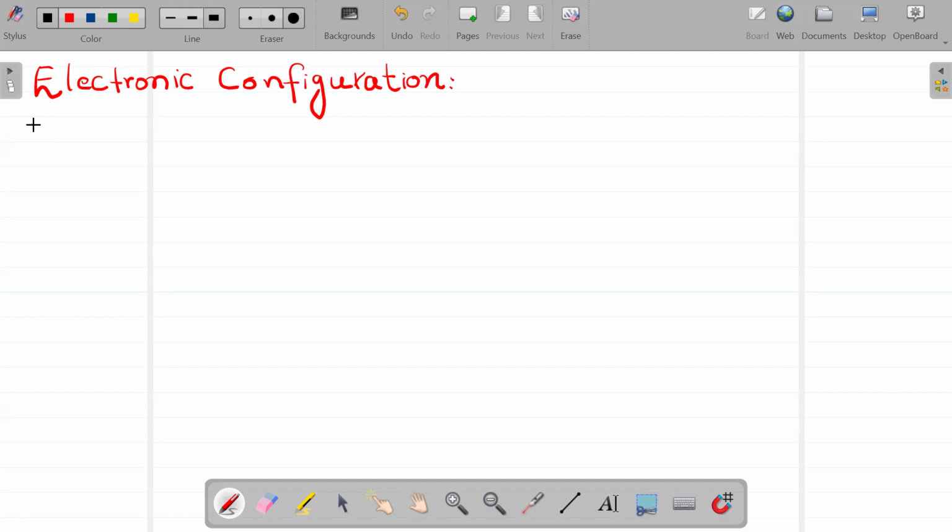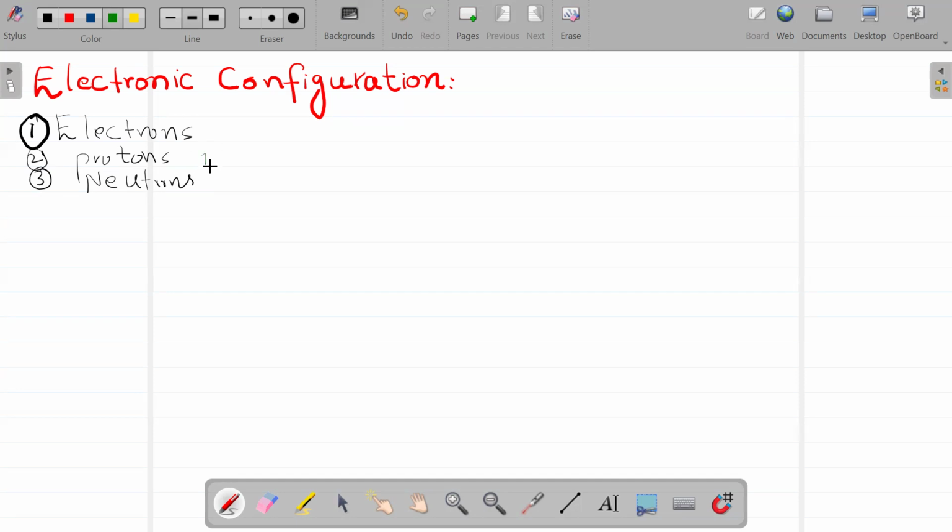As a chemistry student, you may be familiar that an atom is composed of three fundamental particles: electrons, protons, and neutrons. So the next question is how these three particles are arranged in an atom.